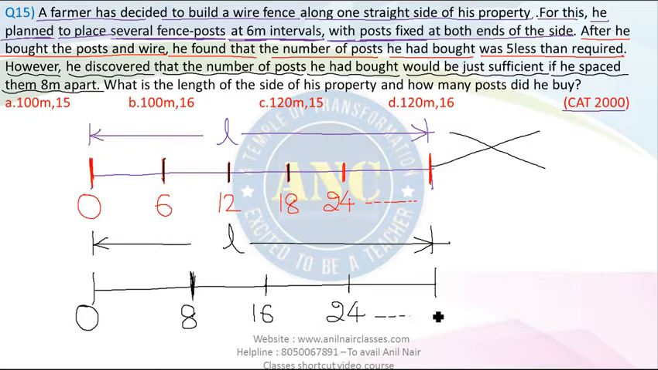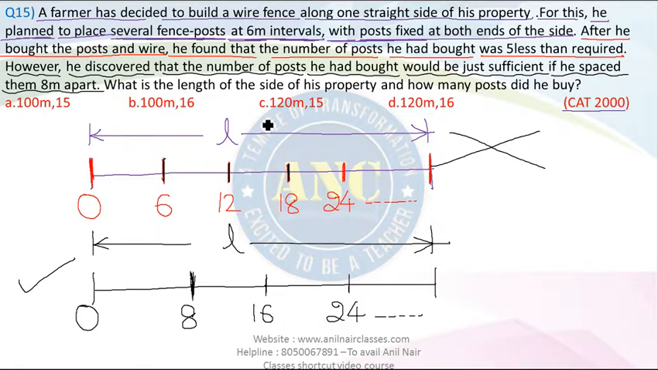That means keep on placing the post every 8 meters apart. If he does it like this, this is the right way of doing it, because however many posts he has brought, that would be just sufficient. He doesn't need to go to the shop again and purchase some more extra posts.